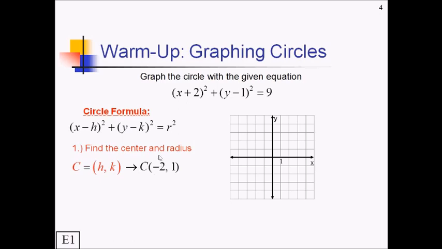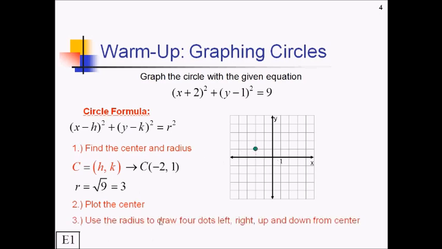Next, I need to find the radius. Now this is where it helps to know that general circle formula. The number on the right side of the equation here is an r squared, so that means this 9 is really r squared, which means r itself must be the square root of 9, or 3. Now that we've got the center and the radius, we're going to plot the center, so that's going to be (-2, 1) right there. And now we are going to use the radius to draw 4 dots to the left, the right, up, and down from the center.